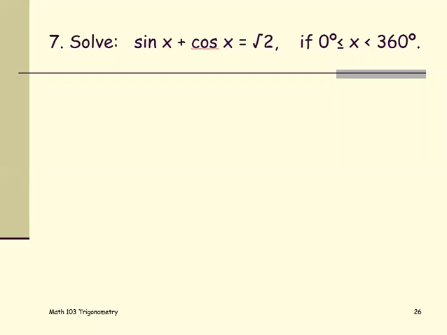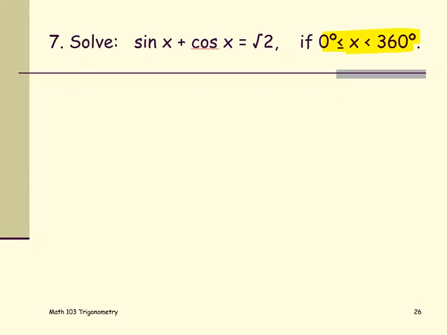For this problem, we are going to solve the equation sin x plus cosine x equals square root 2 if x is greater than or equal to 0 degrees, less than 360 degrees. The equation involves two trigonometric functions, sine and cosine, so we are going to adjust it to make it into the form of a single trig function.